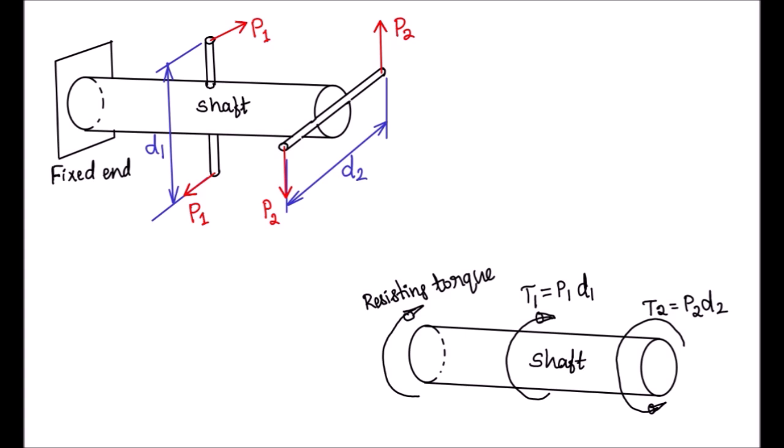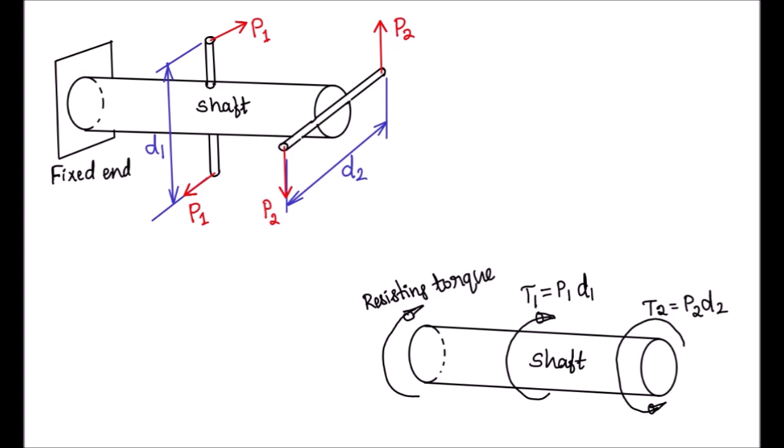The magnitude of the torque will be equal to P, the load, into the perpendicular distance between the loads. T1 is equal to P1 into D1 is the torque there. That is a clockwise torque. But P2, P2, when you consider, separated by a distance D2, that is actually a counterclockwise torque. These are some of the examples of torsion.